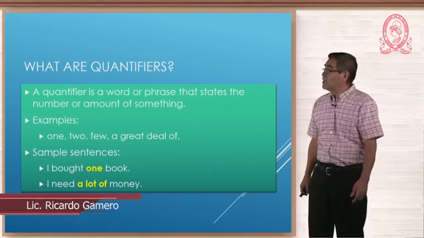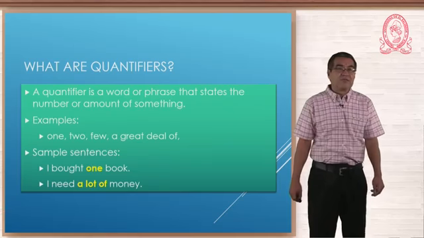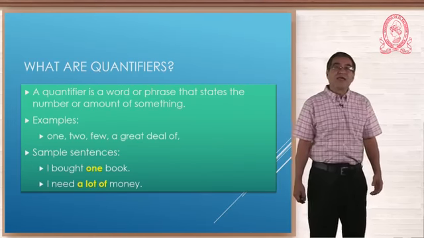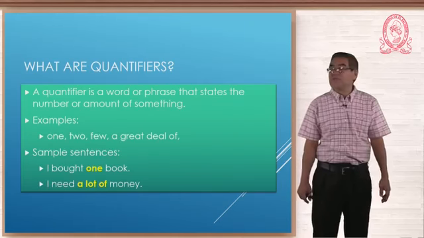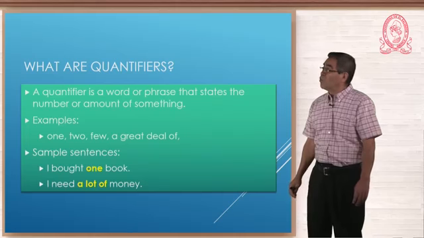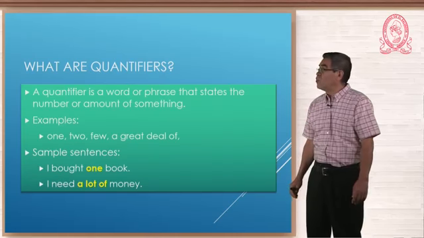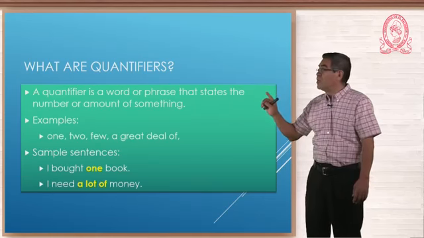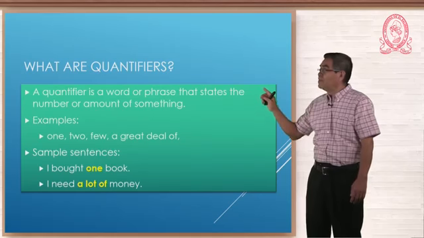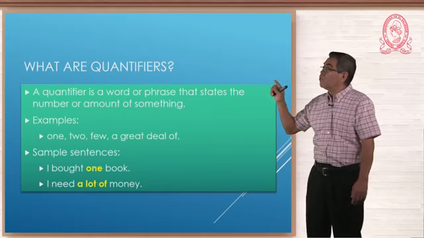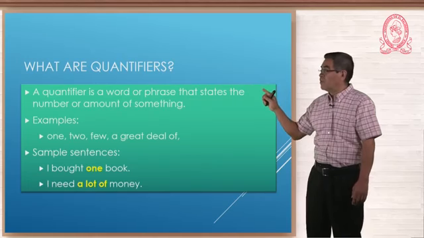As you know, the topic that we are going to develop today is quantifiers. But to begin with the lesson today, let us have some definitions. What are quantifiers? Here you have it. A quantifier is a word or phrase that states the number or amount of something. Examples: one, two, few, a great deal of. Remember, a quantifier is a word, one, two, few, or phrase, a great deal of.